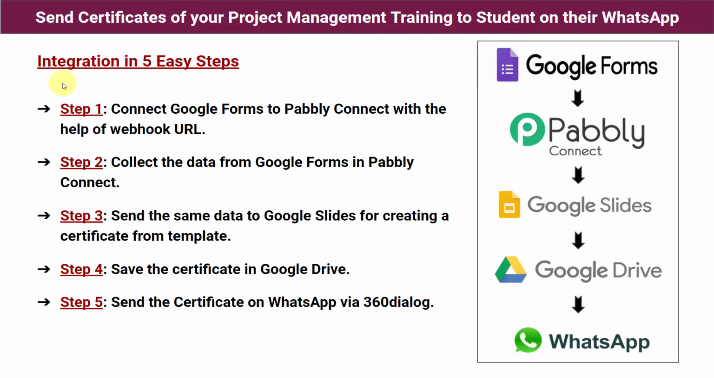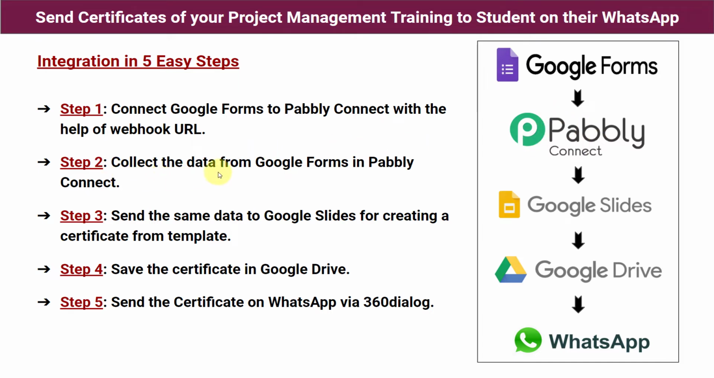So guys, these are the 5 easy steps by which you can also make this integration or connection between your Google Forms and WhatsApp. So step 1 is connect Google Forms to Pabbly Connect with the help of webhook URL. So first of all, we are going to open Pabbly Connect and connect our form with Pabbly Connect.